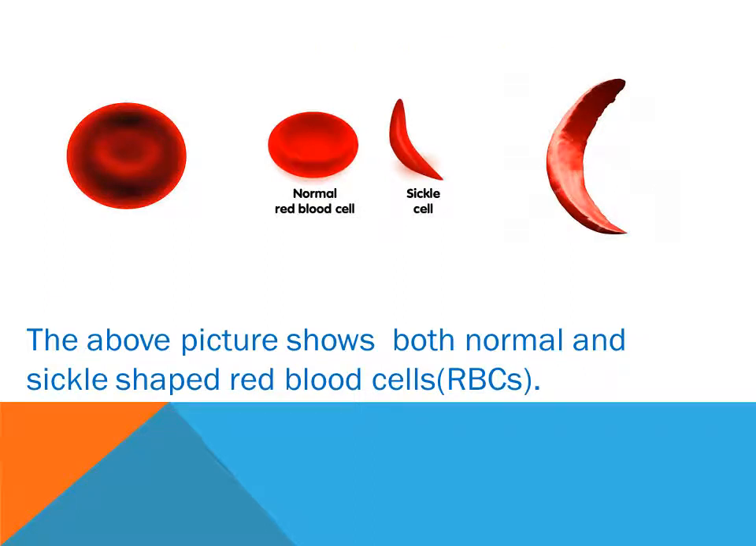This is the diagrammatical representation of both types of cells. On the left side, you can see the biconcave normal red blood cells, and on the right side, you can see the sickle-shaped red blood cells.